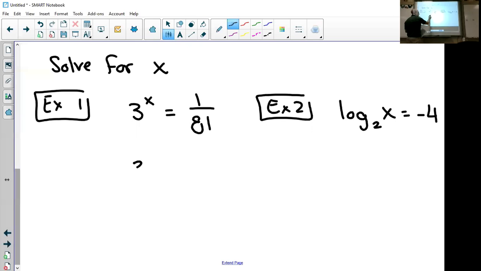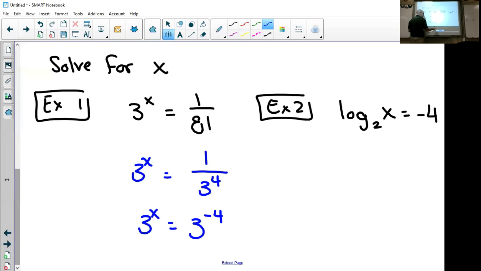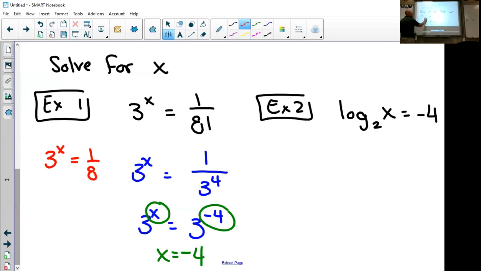Now, 81 can actually be rewritten as 3 to the 4th. Well, if it's down there in the denominator, we can actually rewrite it as 3 to the -4th. And now if you have 3 to the x equals 3 to the -4, then x has to equal -4. All right, so when they are able to be done with the same base, that's the easiest way to do. Another way to do this is using those inverse properties. We do it over here on the side. We have 3 to the x equals 1 over 81. Well, if you know your powers, this helps out a lot.